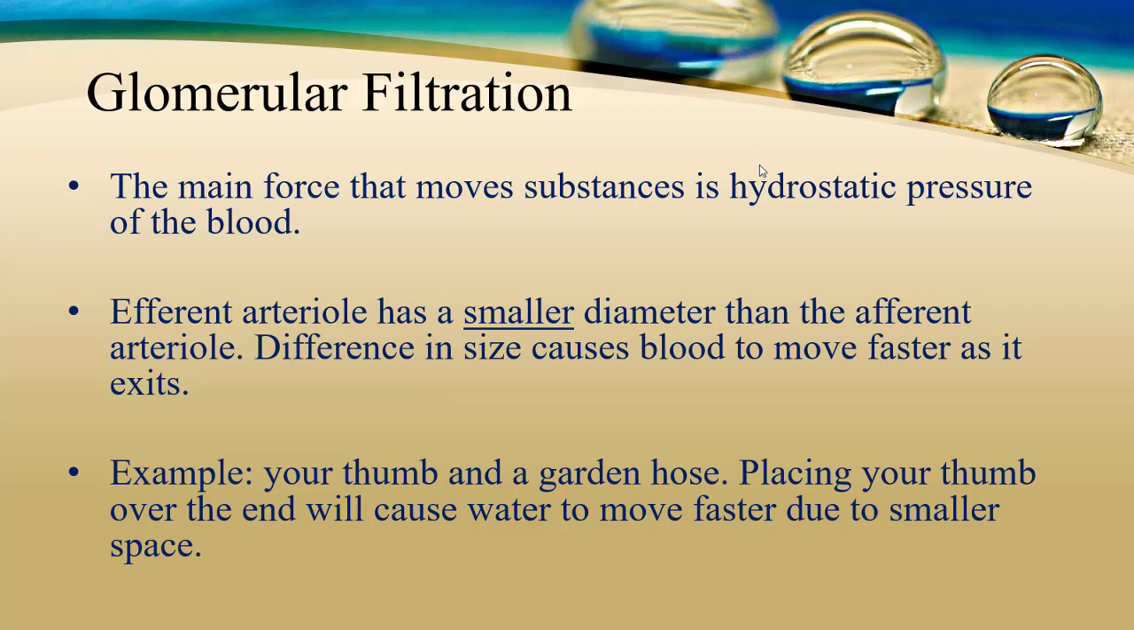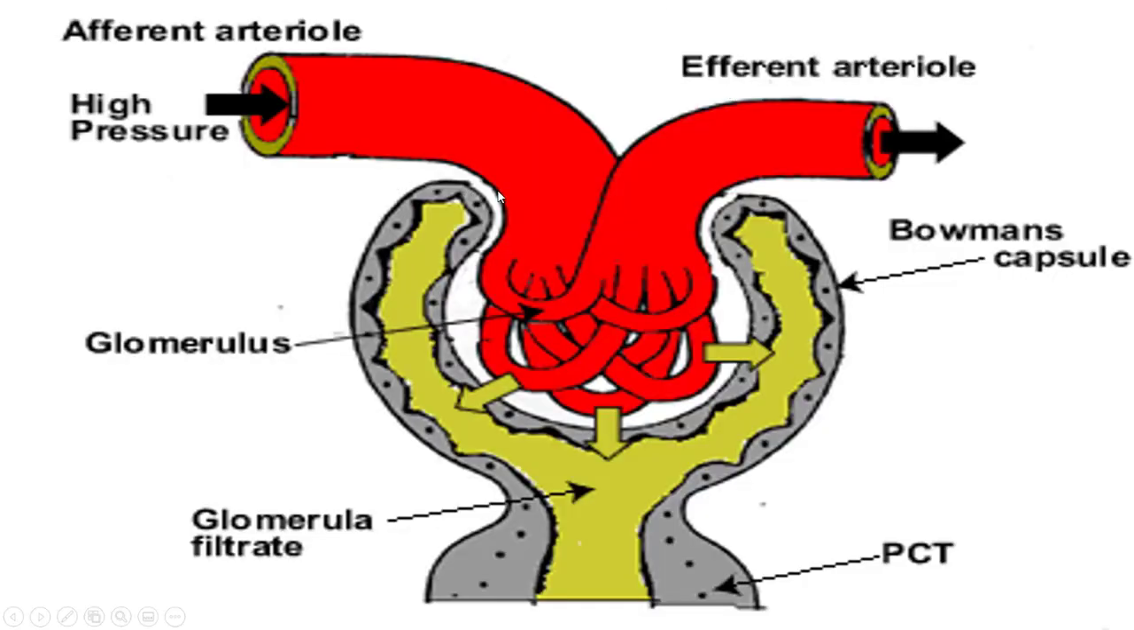That's what's going on with the afferent and efferent arterioles. So here's what I mean by that. The afferent arteriole here, efferent here. As the blood is leaving, it has to go through a smaller space. So to compensate for that, the material will go faster through the glomerulus.